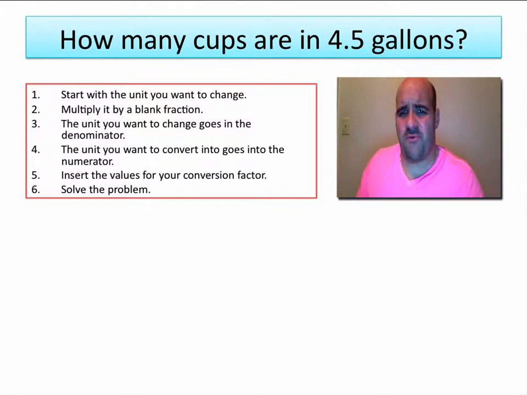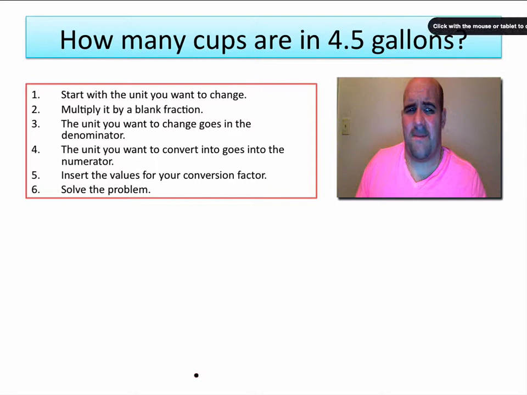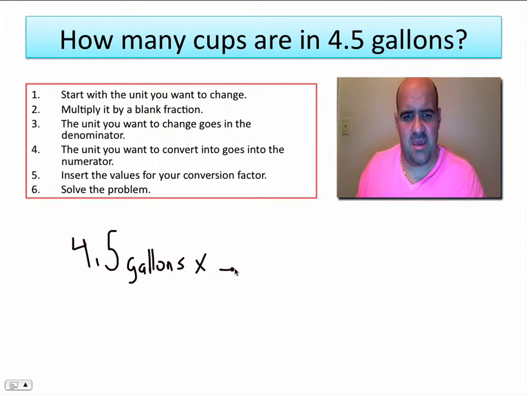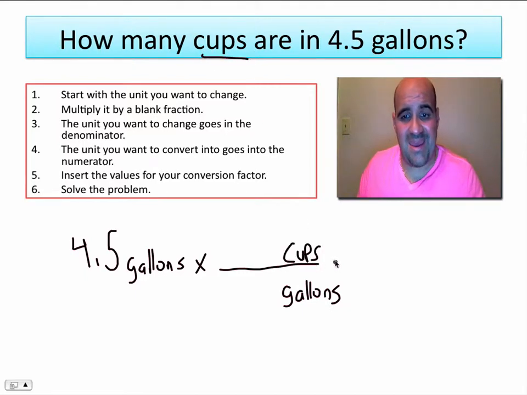How many cups are in 4.5 gallons? And you probably might not know how many cups are in a gallon. So you're like, well, I need to know that to answer this. And that is true. And that's kind of why I put this one there. So we can at least set the problem up for now. Well, we know we have 4.5 gallons times, and if gallons is up here, gallons got to go down here. And if I want to convert into cups, cups must go here and in my final answer. Now all I need to know is how many cups are in a gallon.